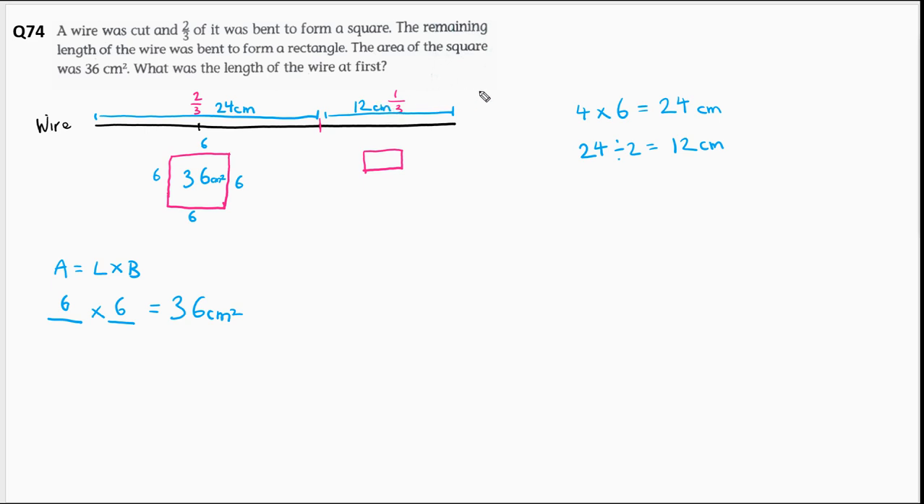And what are we asked to do? Well, we're asked for the entire length of the wire, and it's up to you what you do. You can simply add 24 and 12, which I think would be the easiest thing to do. So we've got 24, add 12, gives us 36 centimeters, which is our final answer. But we also could have thought, well, if 12 centimeters is equal to 1/3, I can multiply 12 by 3 to get my final answer, which of course would be the same.